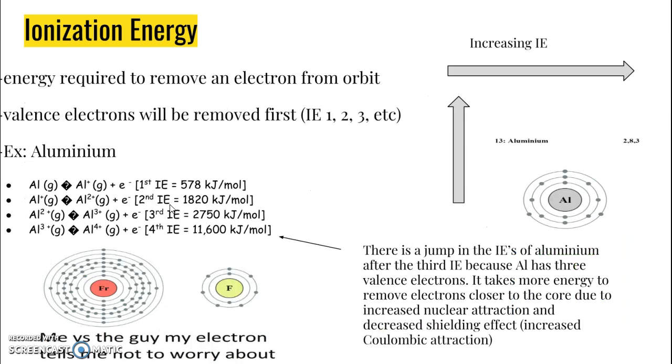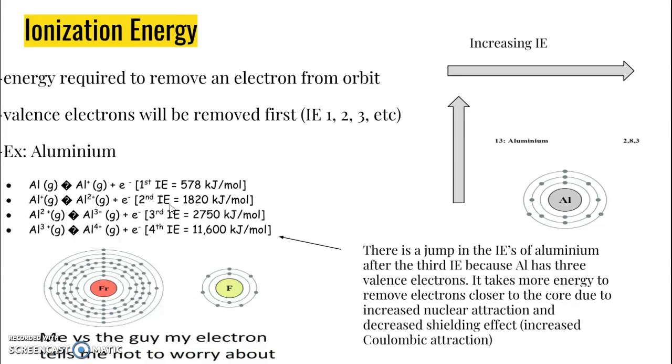So what is ionization energy? It's the energy required to remove an electron from orbit, and valence electrons will be removed first due to Coulomb's law. For example, aluminum. There is a jump in the ionization energies of aluminum after the third ionization energy because aluminum has 3 valence electrons.